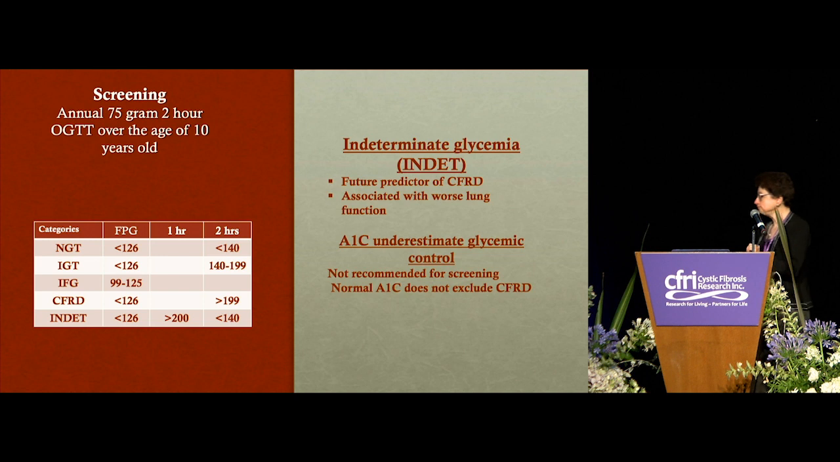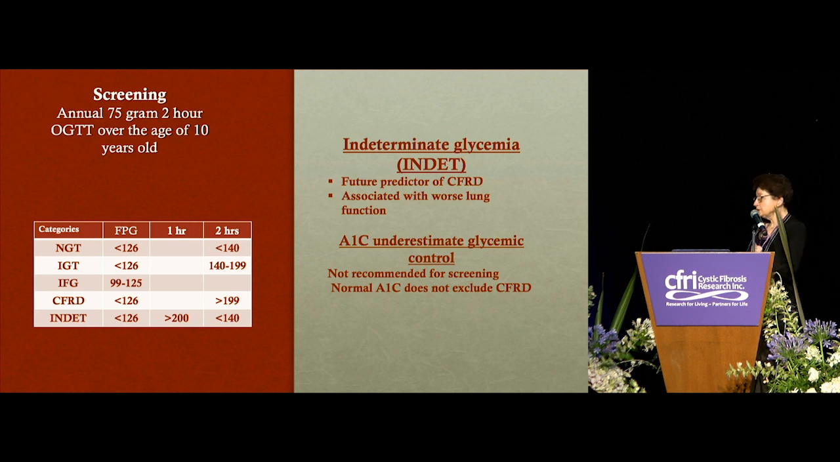Okay, great. For impaired fasting, it's between 100 and 125. For diagnosis of cystic fibrosis related diabetes, fasting could be either less than 126 or over 126, but the 2-hour would be 200 or more. But if fasting is already over 126, we no longer need to do the oral glucose tolerance test, we already have the diagnosis of CF-related diabetes.